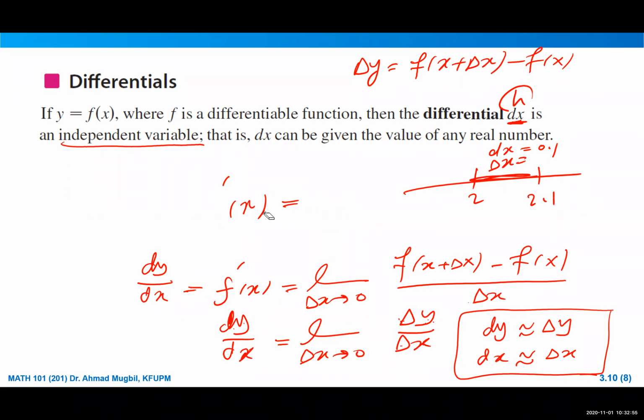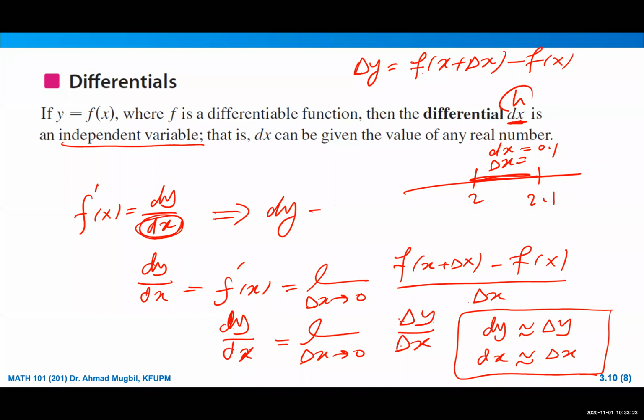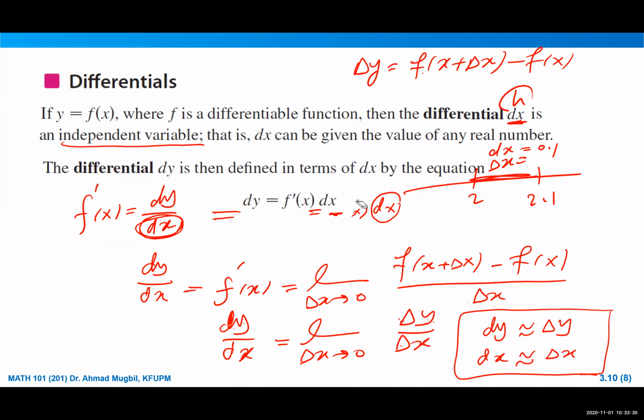So this is what we mean by that. Now, if this is dx, what will be dy? Notice that dy is approximately delta y, and it depends on the function itself. In the case of derivatives, you remember that f prime is just dy over dx. Since dx is independent, we can multiply both sides by it. So you can have dy equals the derivative of f at x times dx, because dx now is a number, a quantity. You can multiply both sides by it. So according to that, we have the following definition for the differential dy.